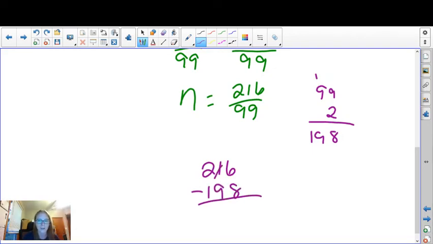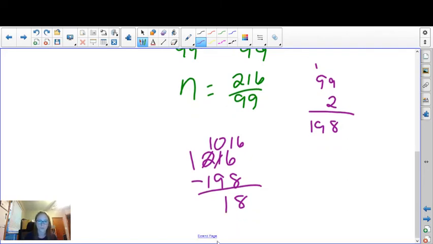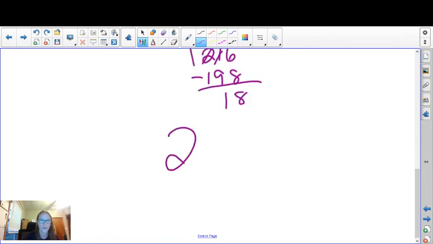6 minus 8, well, that doesn't work. So turn this into a 16. 16 minus 8 gives me 8. 0 minus 9, can't do that. So borrow. 10 minus 9 is 1, and 1 minus 1 is 0. So I have 18 left over. So we said it went in 2 times. And we had 18 left over out of 99.